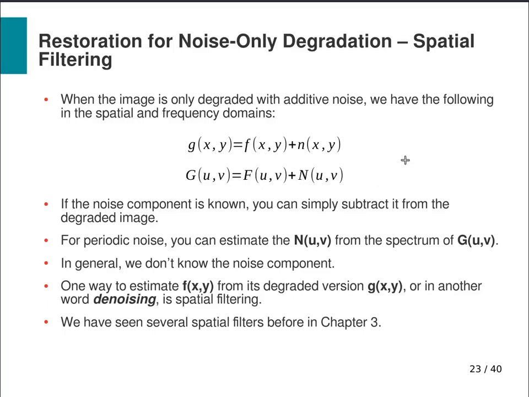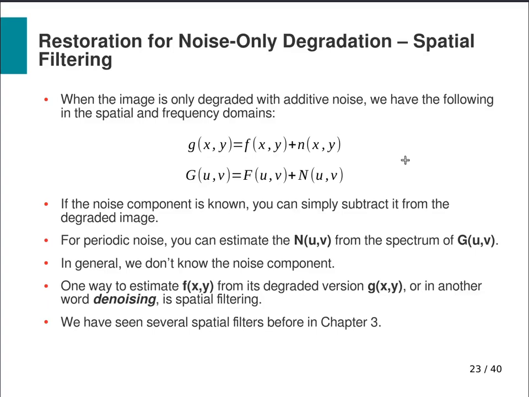If you know the noise component exactly, you can basically subtract it from the degraded image. But in reality, you don't know the noise component. You may know some properties of the noise, but you don't necessarily know the noise component itself. For periodic noise, you can probably estimate the noise component in the frequency domain from the spectrum of the degraded image. But in general, you don't know the noise component, only some noise parameters.